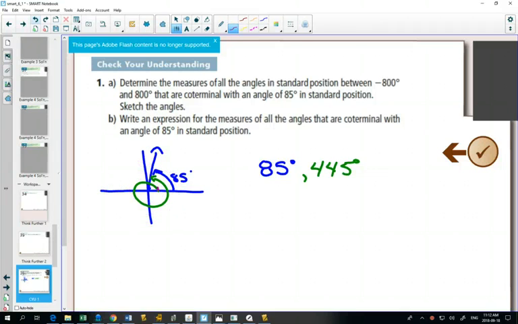Let's try that again. Once, twice, and then end at my angle. What would I have to do to the 445? Add another 360. If I add another 360, I'm going to get to 805 degrees. And 805 degrees is coterminal with 85 degrees, but in our example, it's too big because they said only go up to 800. So I'll just put an X through it for now because we don't need to go that high.